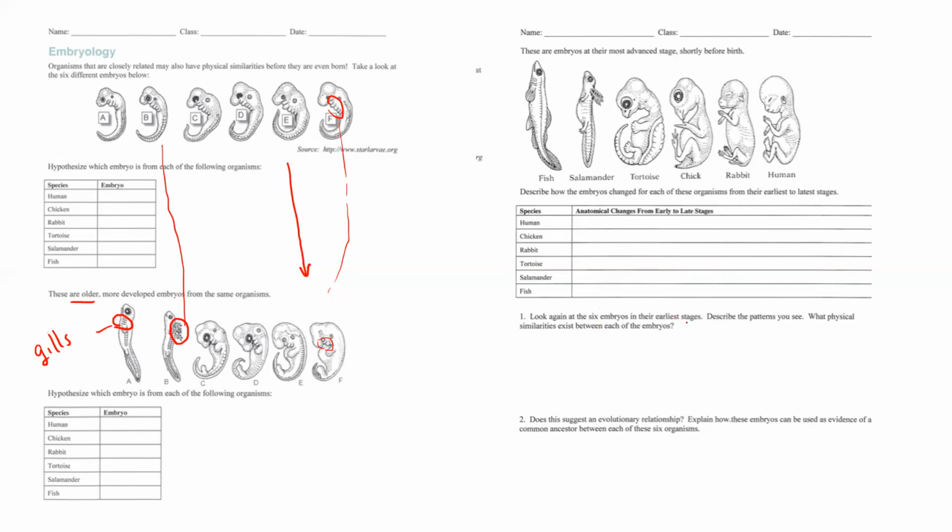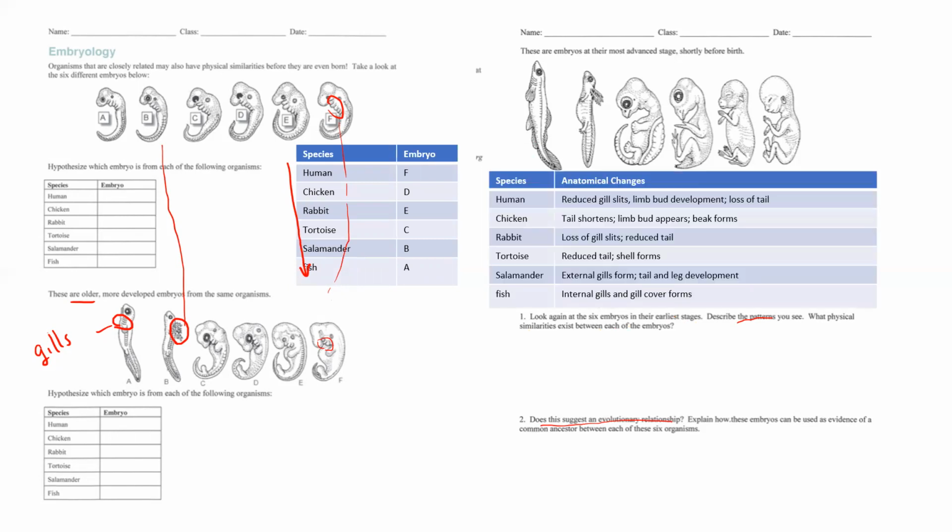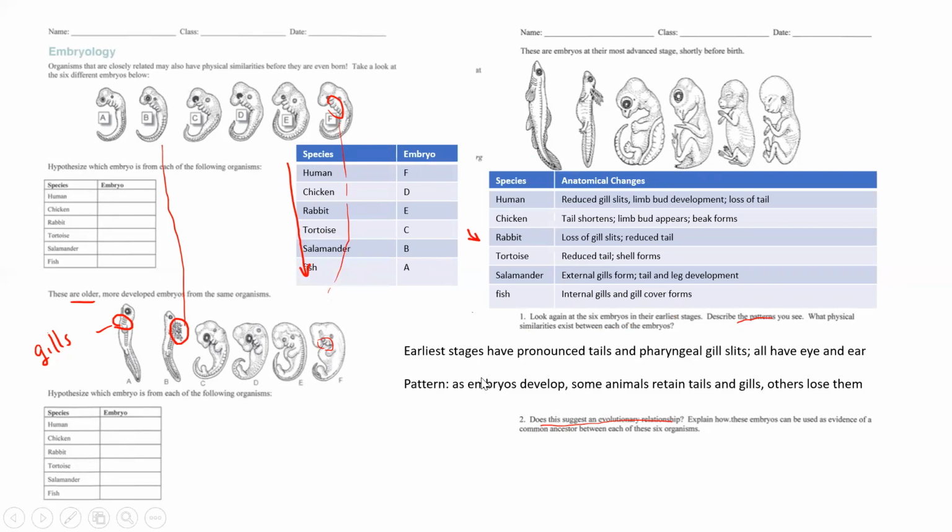Look again at the embryos and describe the patterns you see. Does this suggest an evolutionary relationship? Okay, so there we go. These are the answers. Okay, so here's the answers for this section right here. And we've gone through a couple of answers here.